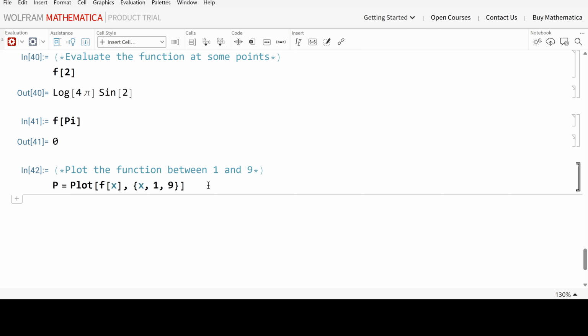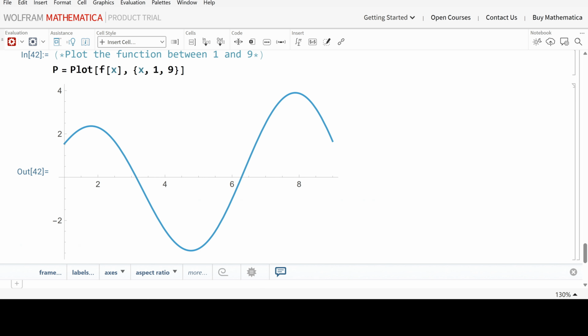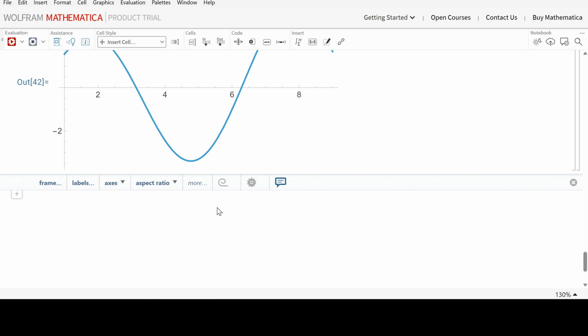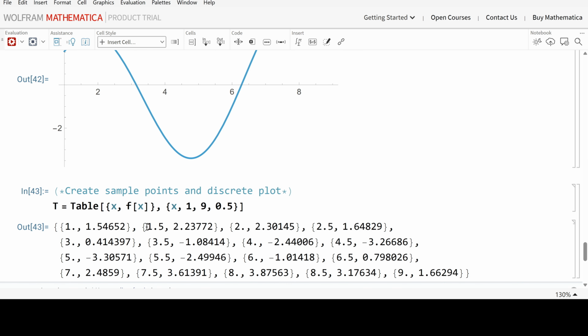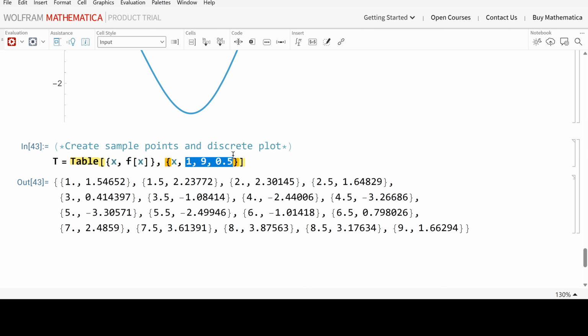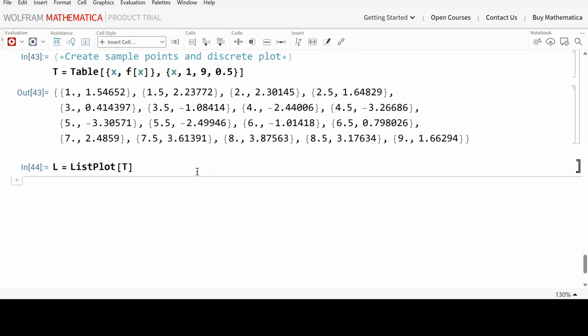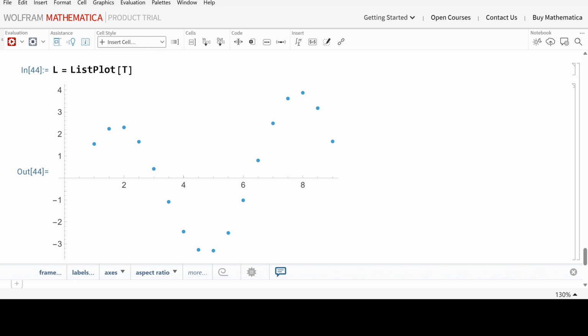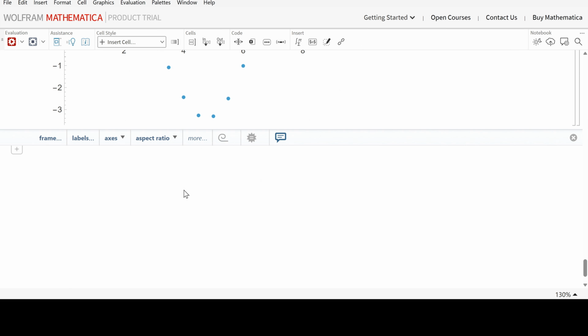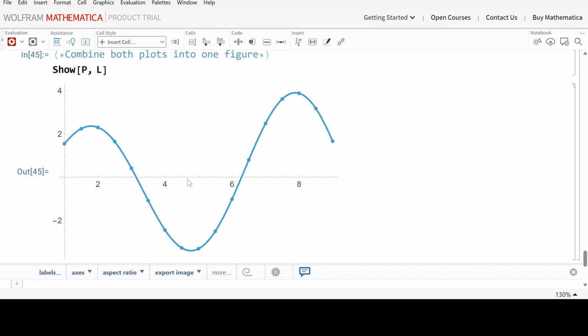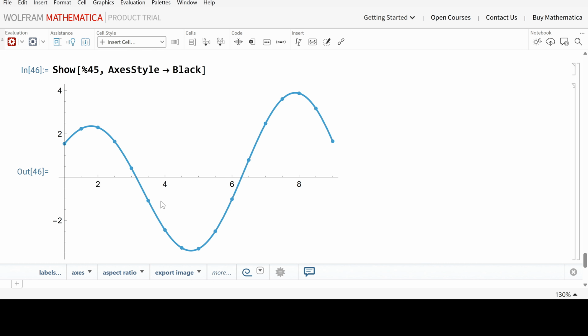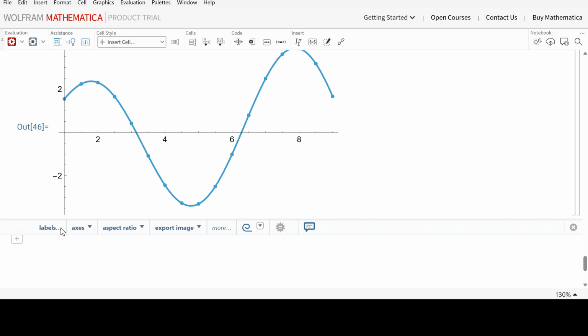We can also generate a set of sample points using the Table command. For instance, pairs of x and f of x from 1 to 9 stepping by a half. Plotting those with ListPlot gives us discrete points, little dots on the graph. Finally, using Show, we can overlay both plots together: the smooth analytic curve from Plot and the discrete data points from ListPlot. This creates a clear visualization that combines the symbolic definition of the function with the numerical evaluation of its points, all in one figure.